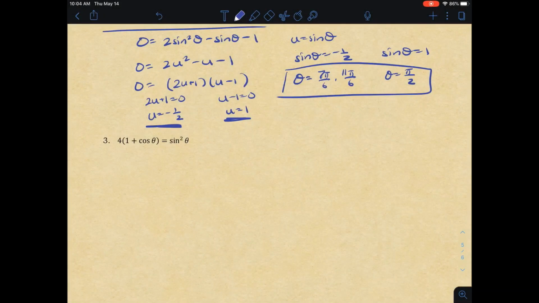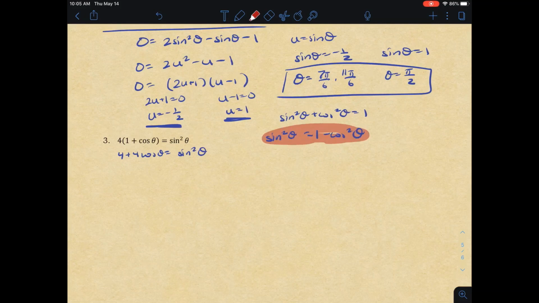So first thing I'm going to do here is just distribute the 4. Once again, you notice that you have two different trig functions here. I want to write everything in terms of one trig function. So what I'm going to do is use the fact that sine squared of theta is really just 1 minus cosine squared of theta. Again, I got this from the fact that sine squared plus cosine squared equals 1. Subtracting both sides by cosine squared gives me this identity right here.